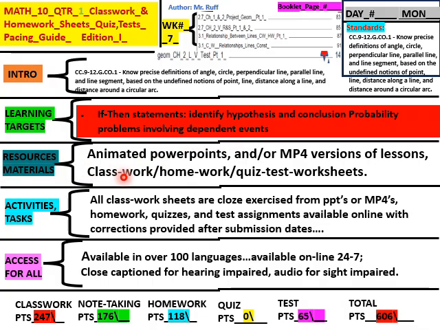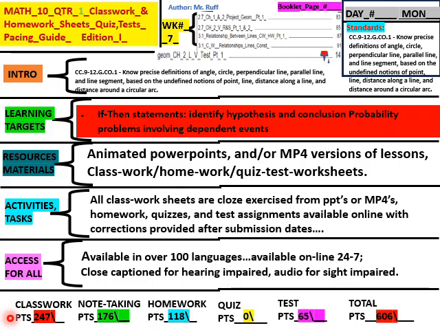Our resource materials are animated PowerPoints and/or MP4 versions of lessons, classwork, homework, quizzes, tests, worksheets, activities, and tasks. All class worksheets are closed exercises from PowerPoints or MP4s. Homework, quizzes, and test assignments are available online with the corrections provided after submission dates. Access is for all, available in over 100 languages, online 24/7, with closed captions for the hearing impaired and audio for the sight impaired.